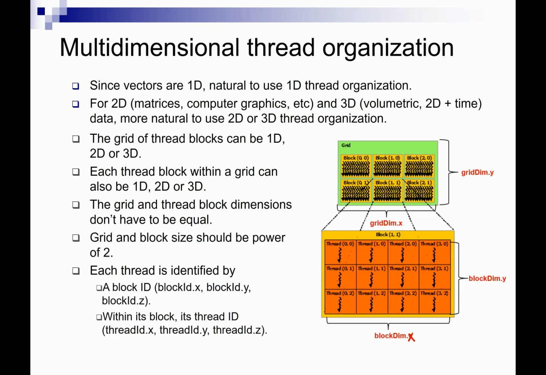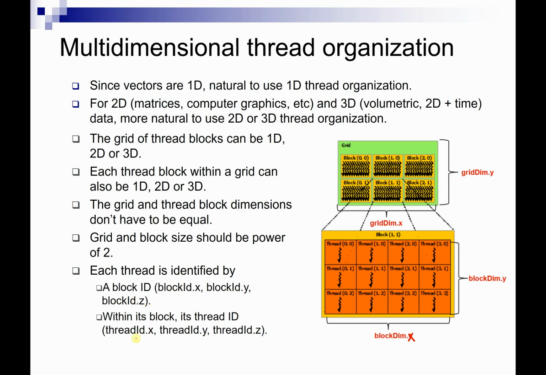So therefore, within a thread block, if you're in a 2D situation, then the thread has to have an ID both in the x and the y direction. So a thread is going to have a blockIdx.x, which is a number between 0 and blockDim.x minus 1. The thread would also have a blockIdx.y, which is between 0 and this minus 1. And if you have a third dimension, it's also got a blockIdx.z.